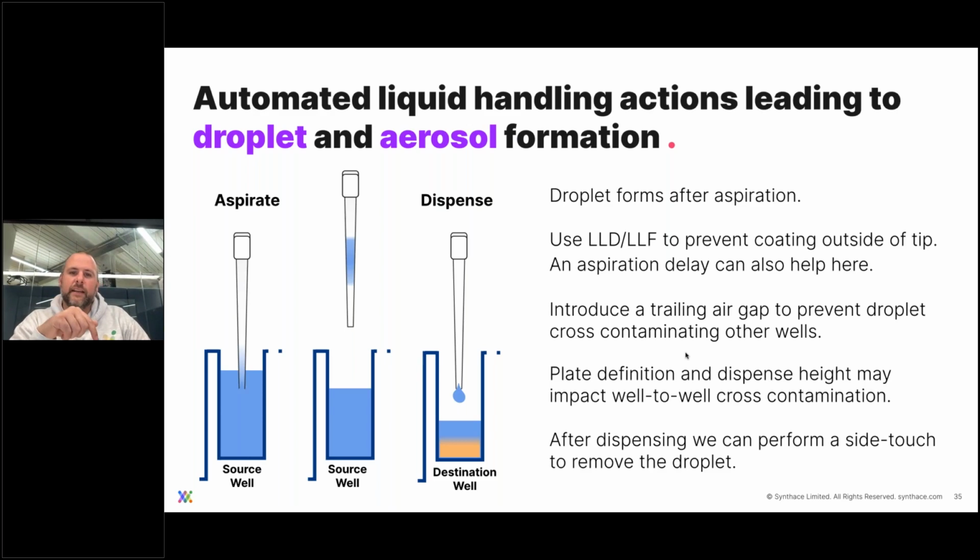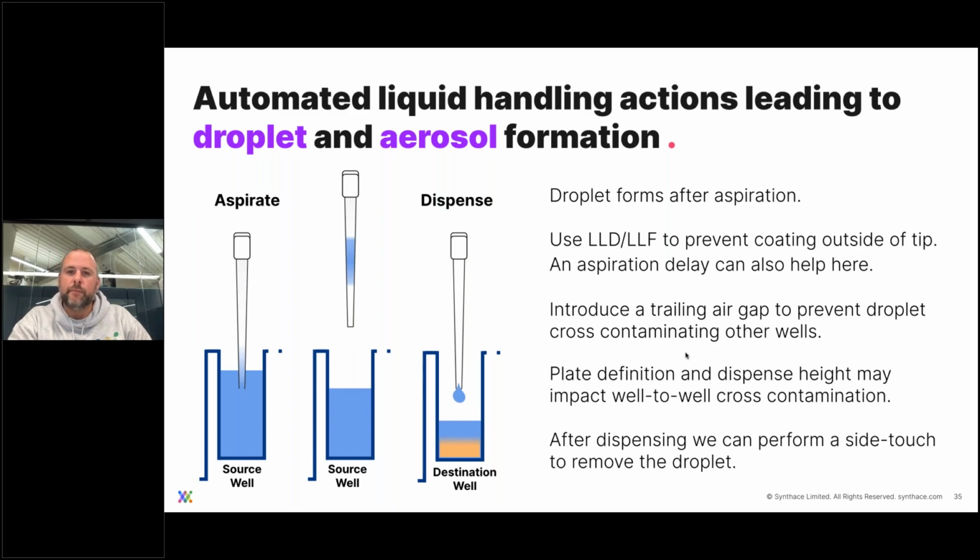Additionally, after dispensing, if there is a droplet on the side, a side touch action could be performed where the tip is moved to the side of the wall to remove the droplet. If this is used, it is best not to reuse the tip, as this can contaminate the source due to what's been previously in the destination well.